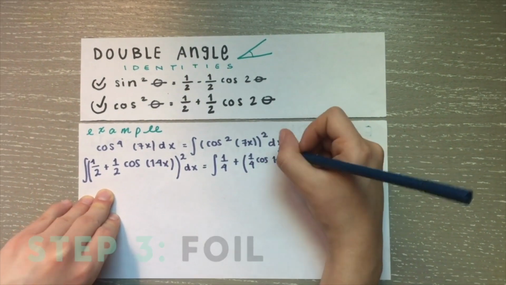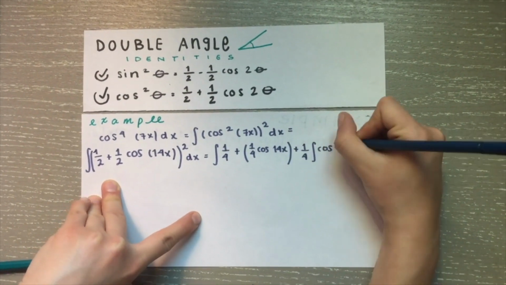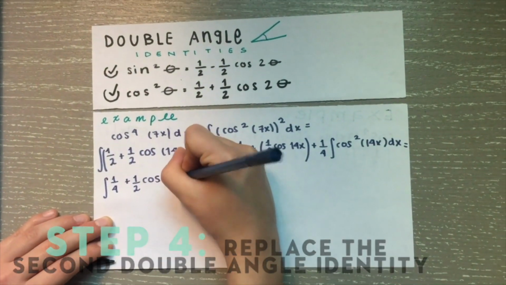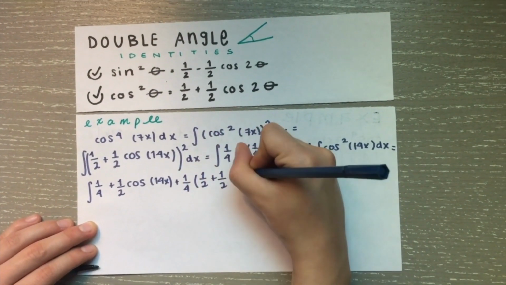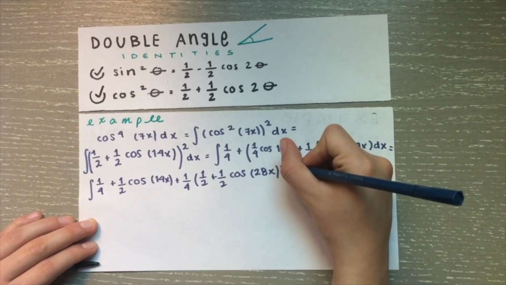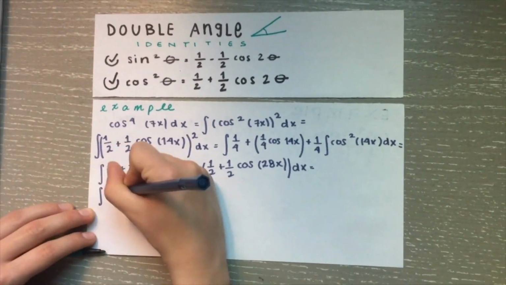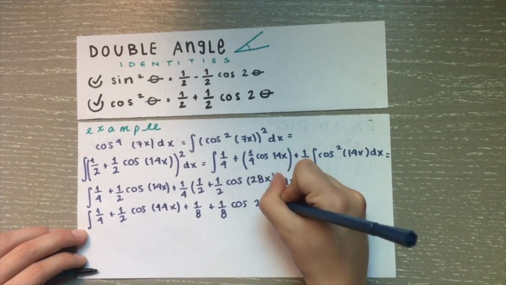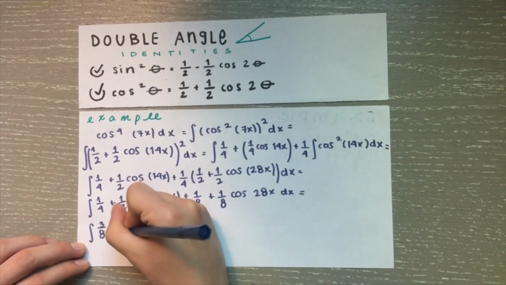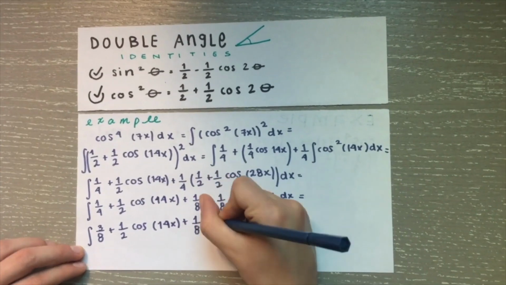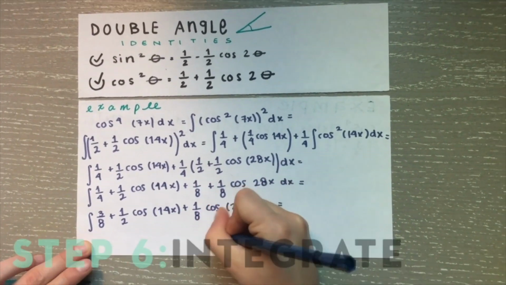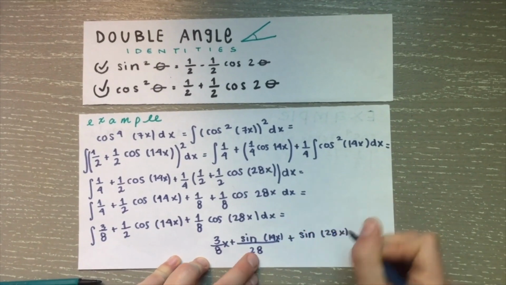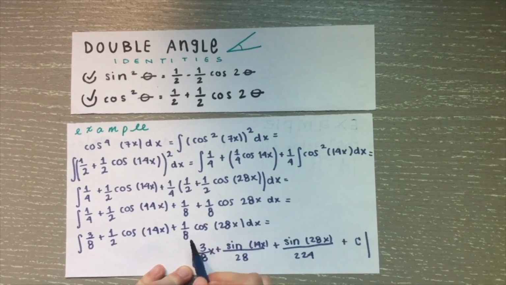FOIL. You must expand the function so that you can continue solving it. Notice once you've expanded it, you have a term raised to the 2nd power. Replace its equivalent double angle identity and expand. Add like terms. In this case, we will sum our two constants, which are 1/8 and 1/4. Finally, we will integrate each term separately, either by the traditional method or by using the catalog. Don't forget to add the letter C.